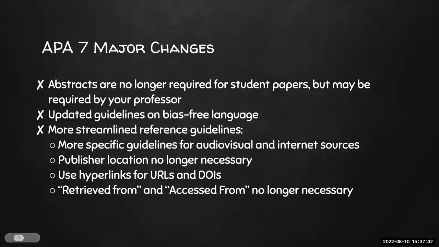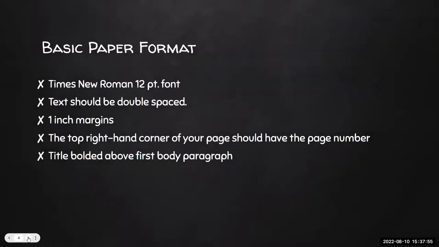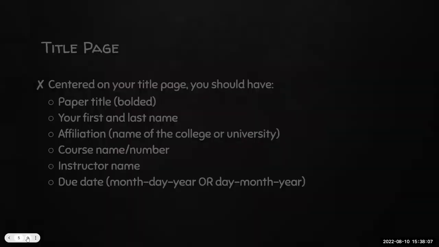Another thing to note is that hyperlinks for the URLs and DOIs are used, and retrieve from and access from are no longer necessary. So the basic formatting for APA is Times New Roman, double space, 1-inch margin with the page number in the top right-hand corner, and the title is bold.